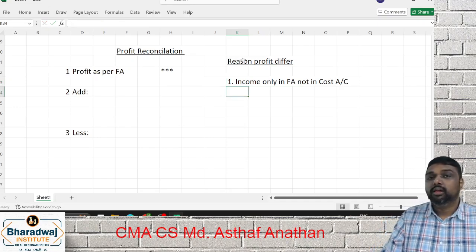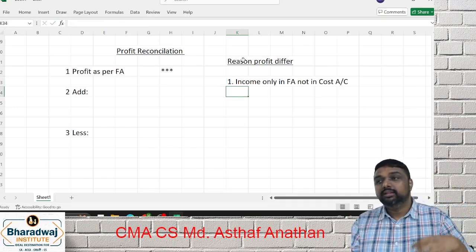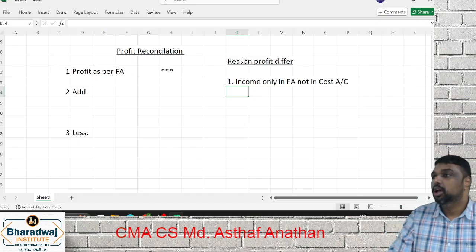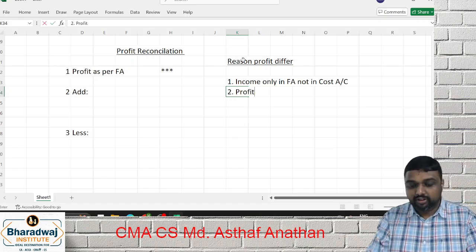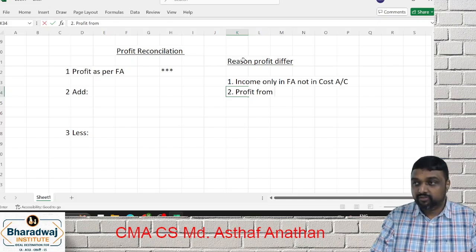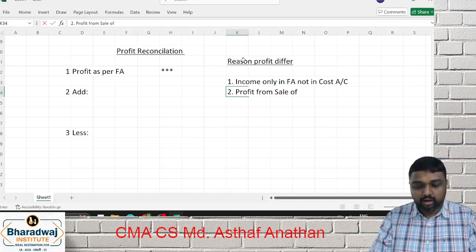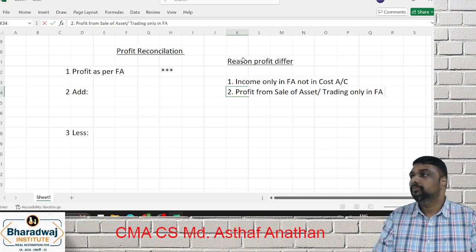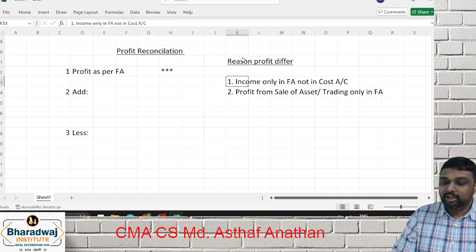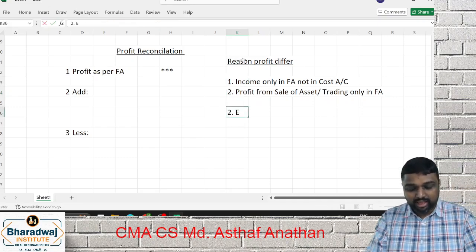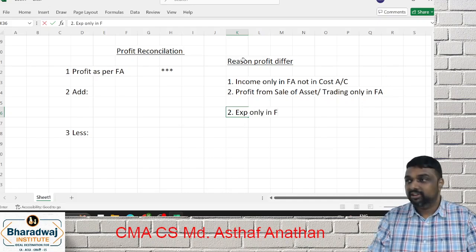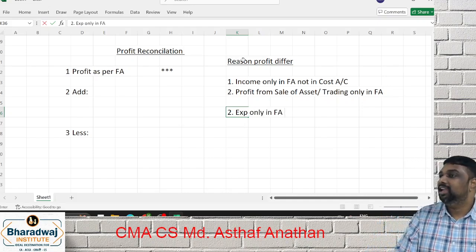A lot of income from investment, then income from deposits, all those incomes are only in financial accounts. Next, profit from trading activities, profit from sale of an asset or trading activity, this also is only in financial. Now, just as you have income only in financial, the opposite, you have expense only in financial accounts.